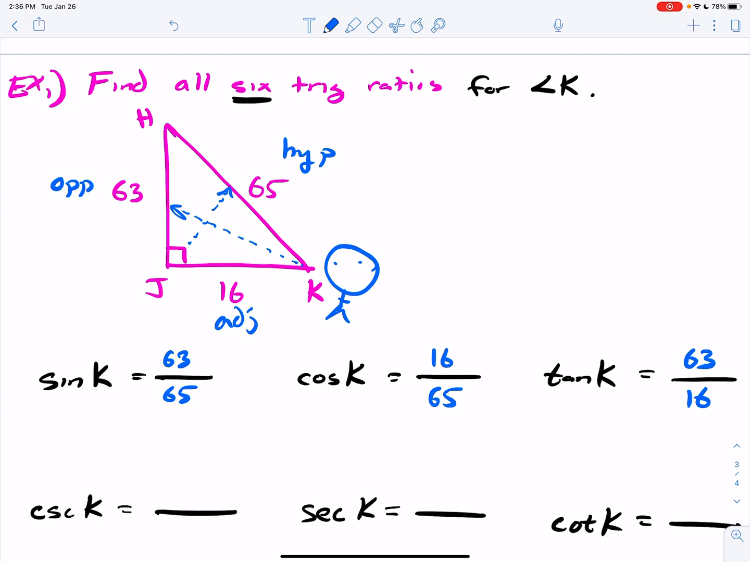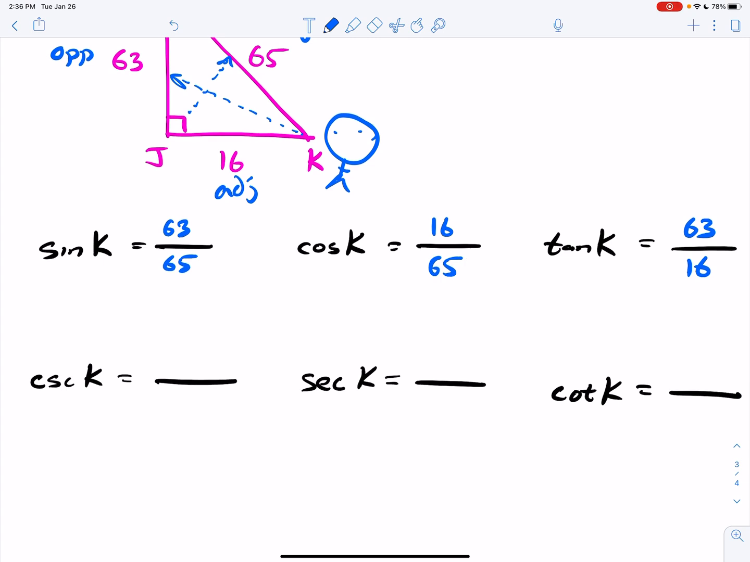Okay, order does matter, you guys. All right, so that's pretty easy. That's what we did last week, right? Now here, you just have to fill out the new 3 trig ratios.